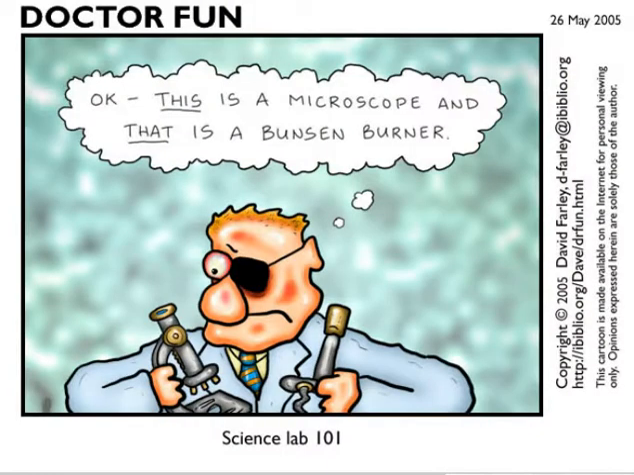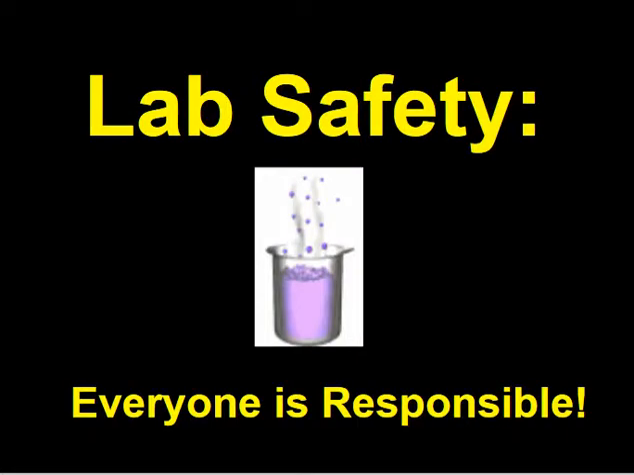Here's a neat cartoon I like to begin with. The guy is saying, okay, this is a microscope and that is a Bunsen burner. That's why it's so important to know what is what in a science classroom. You can see how the guy lost an eye. He was thinking he was going to put his eye up to the microscope to look in, but he accidentally put it up to the Bunsen burner and he burned his eye. So it's a funny way of saying you need to know what's going on in the classroom. You need to know what materials are what, so that way you don't make a silly mistake.